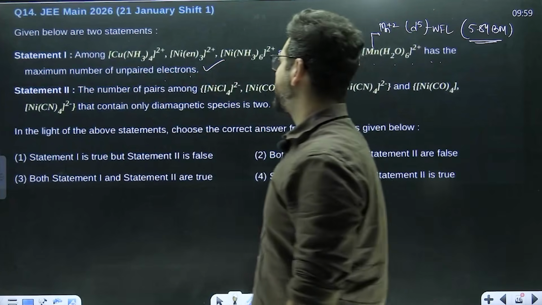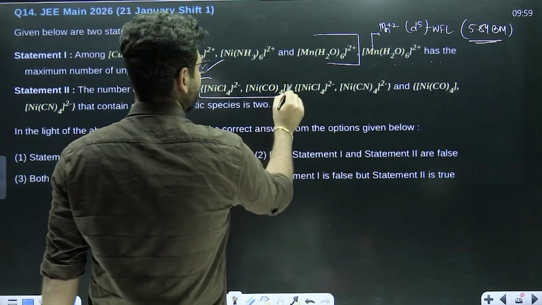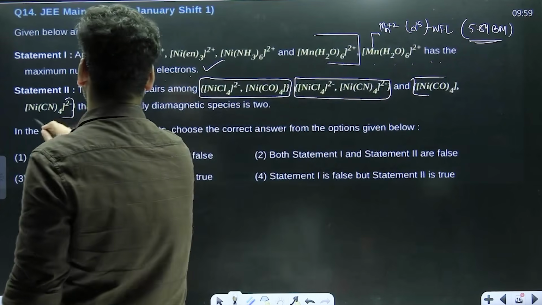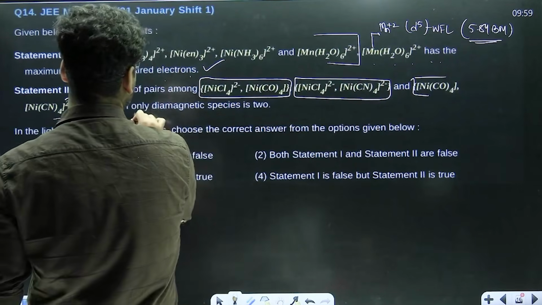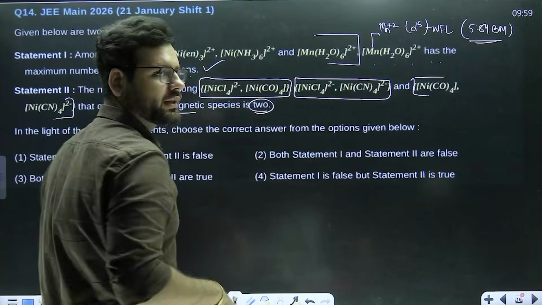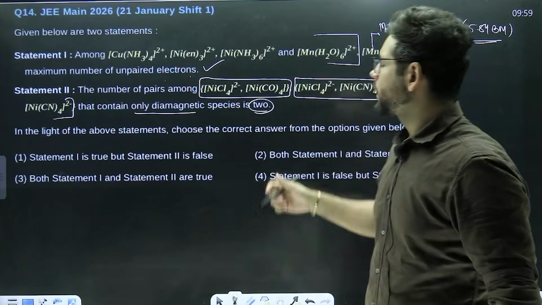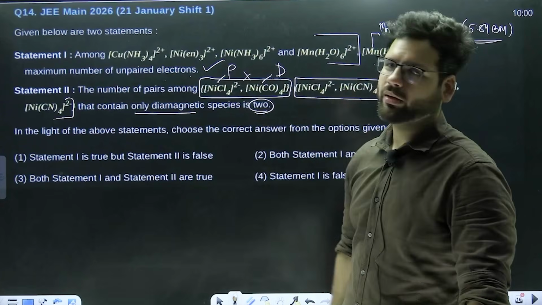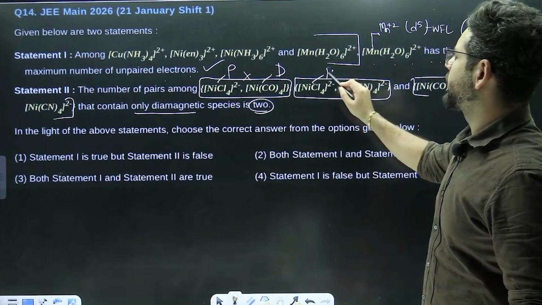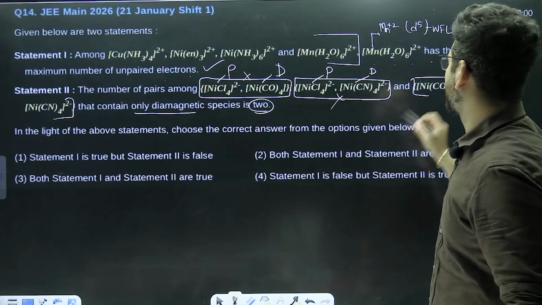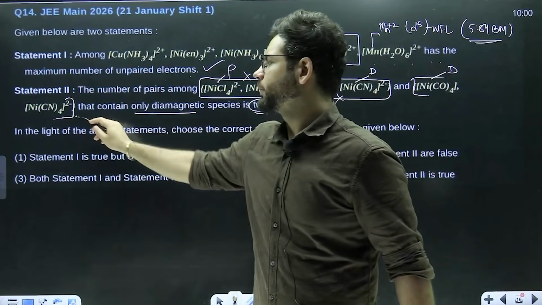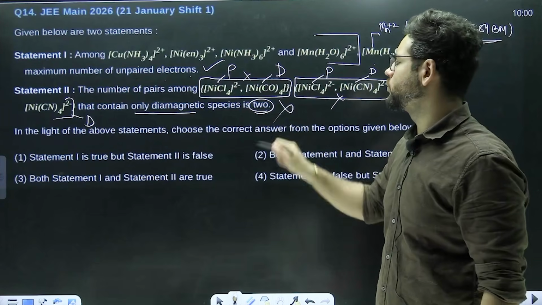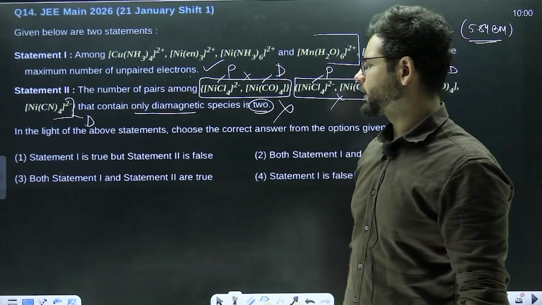Second says the number of pairs among these, this is one pair given, this is another pair given, and this is another pair given. The number of pairs that contain only diamagnetic species are 2 pairs. Let us see. Both should be diamagnetic. First is para, just now we have discussed. Next is dia. So this is not a pair which we are looking at. This is para, this is dia. Again, this is not the one we are looking at. This is dia, this is dia. So only one pair is there. This is the pair which has diamagnetic species. So there are not 2 but only one pair. So the first option is correct, the second is incorrect.